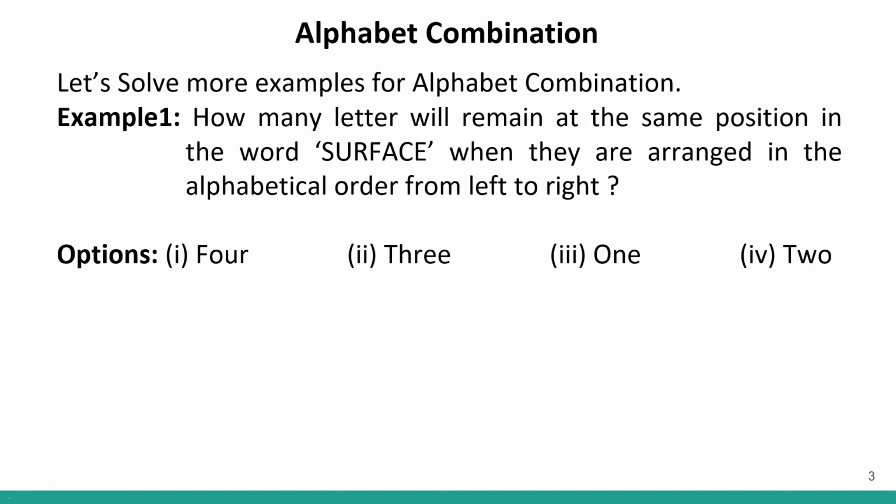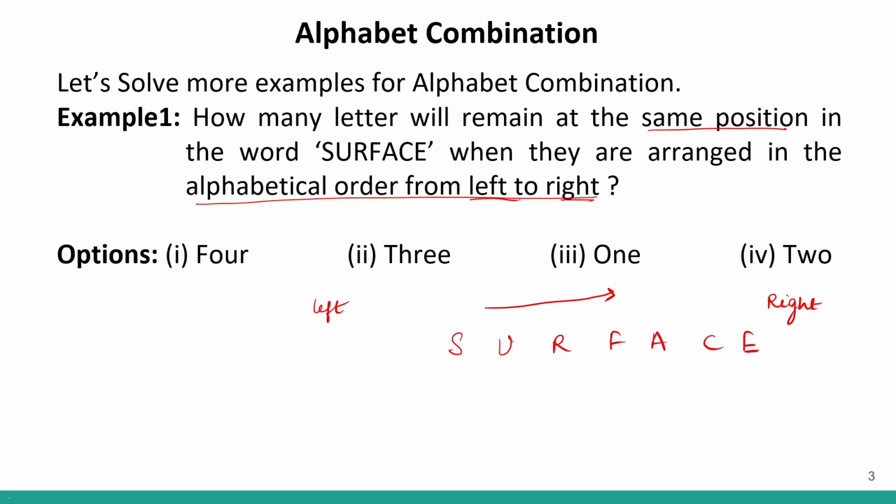Example number 1 says, how many letters will remain at the same position in the word surface when they are arranged in the alphabetical order from left to right? So from left to right, this will be our left, correct? And this will be our right. So we have to arrange them alphabetically in this direction, right? So the original word is surface. Now we have to arrange this alphabetically.